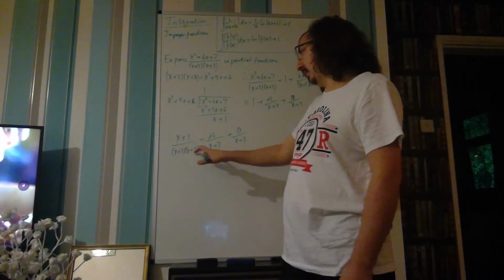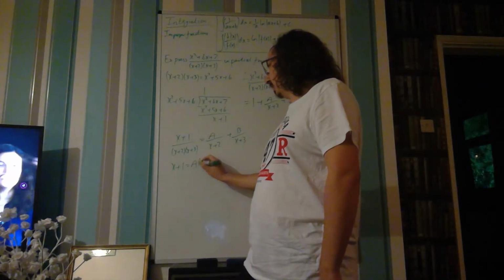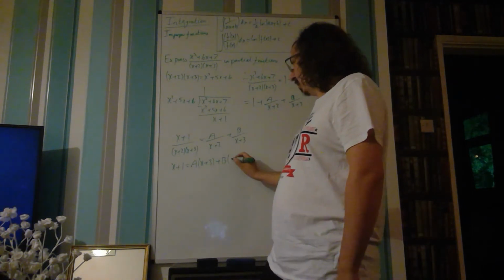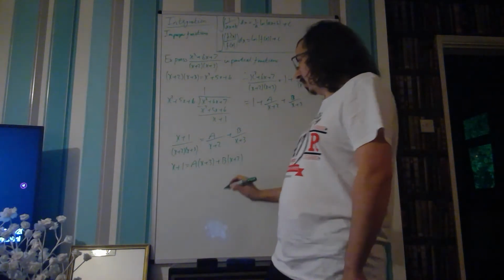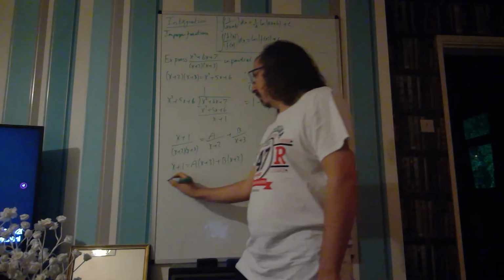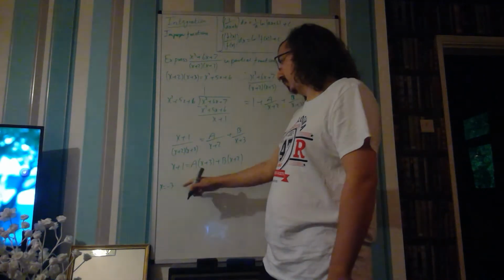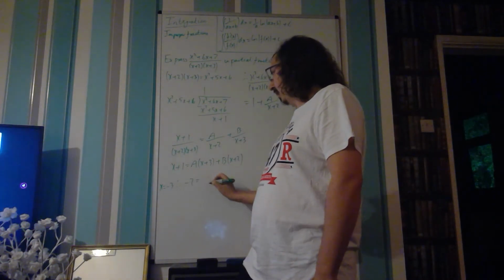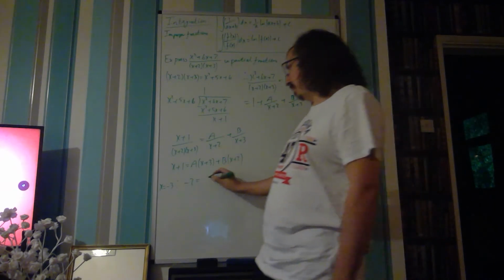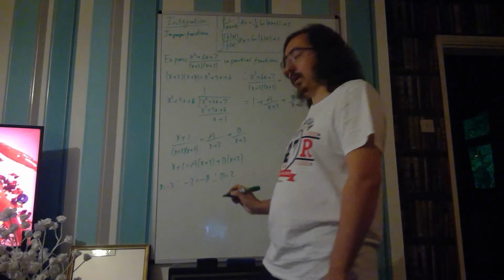Multiply through by this (x plus 2)(x plus 3) denominator, so x plus 1 is equal to a times (x plus 3) plus b times (x plus 2). To get rid of this first bracket here, we can use x is equal to minus 3. So therefore, minus 3 plus 1 is minus 2, is equal to, this bracket goes to 0. Minus 3 plus 2 is minus 1, so minus b. So therefore, b is equal to 2.